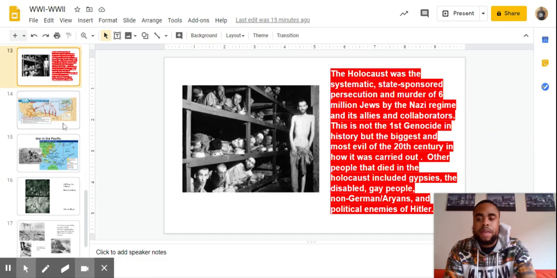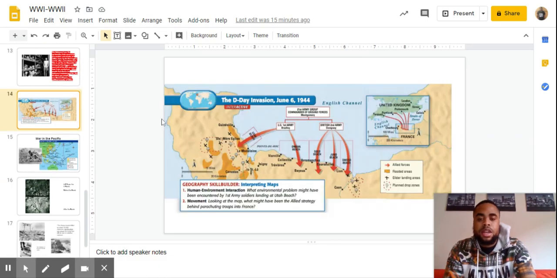I wanted to show you a map of D-Day, which connects to what we talked about earlier with the major events. Again, this was the Allies' best chance to get Germany out of France and get some type of victory in Europe, all right, which was very successful. But it took a lot of loss.